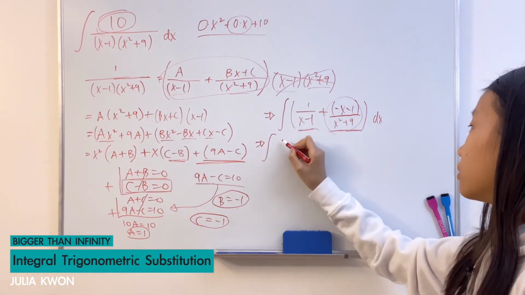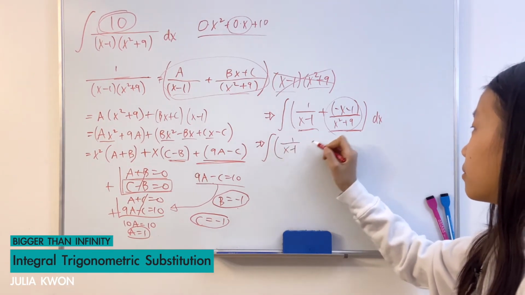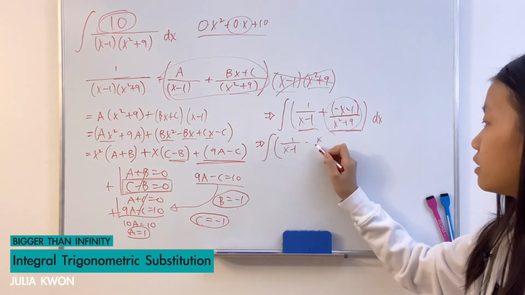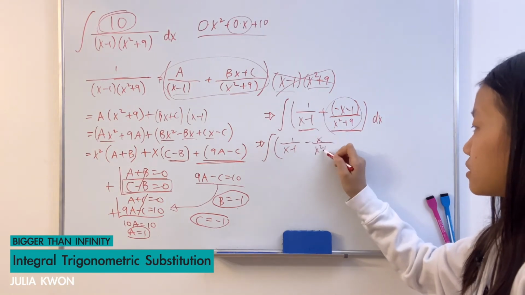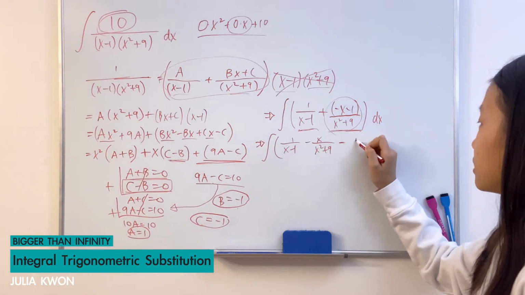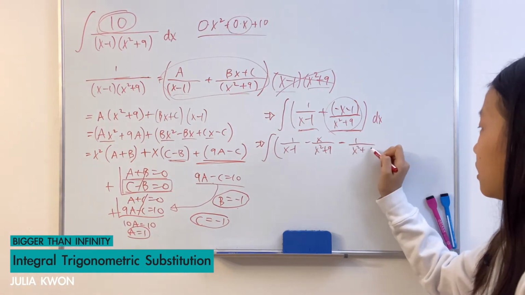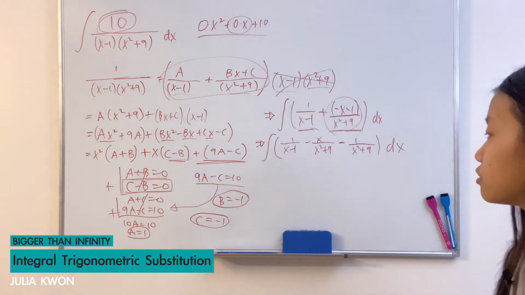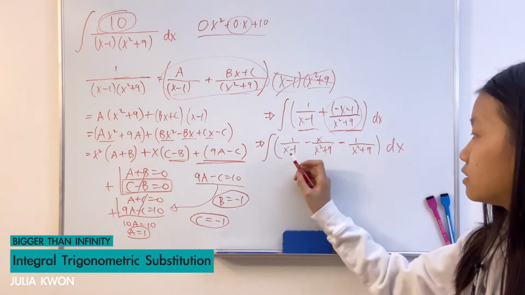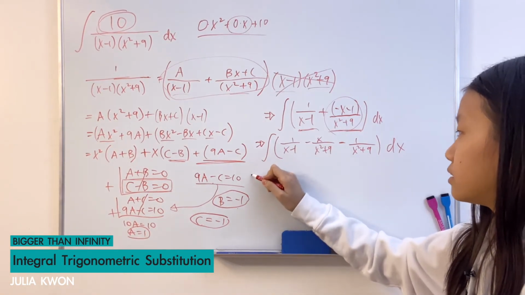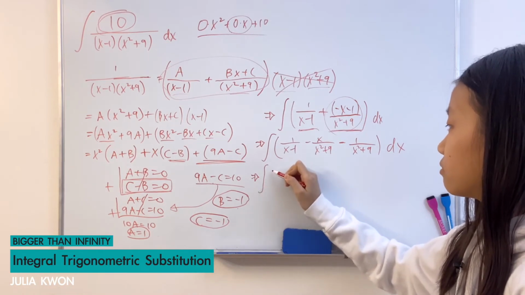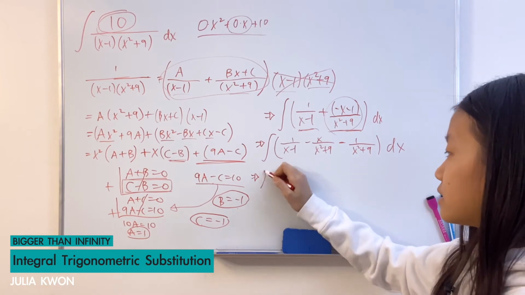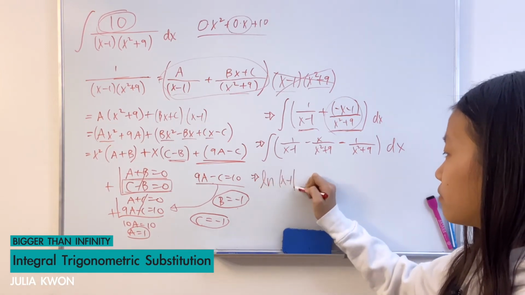This is equal to 1 over x minus 1, and we'll separate this into two fractions. The first is minus x over x squared plus 9. The other one will be minus 1 over x squared plus 9. We can now take the integral of this, and the integral of 1 over x minus 1 is ln absolute value of x minus 1.